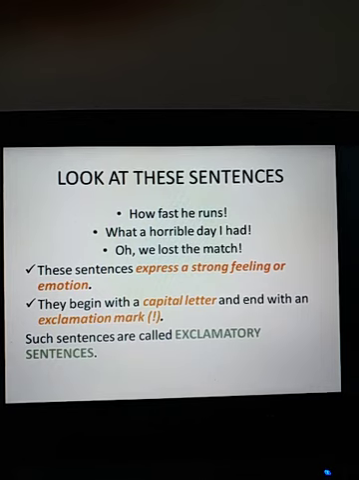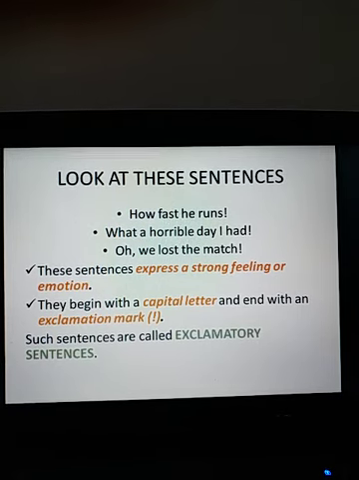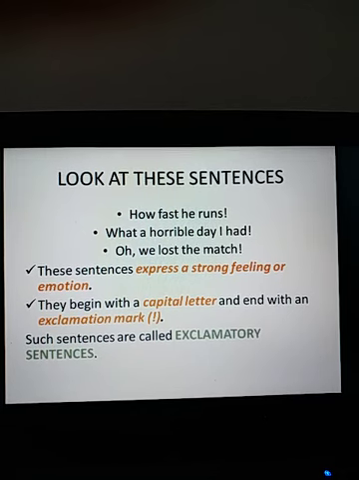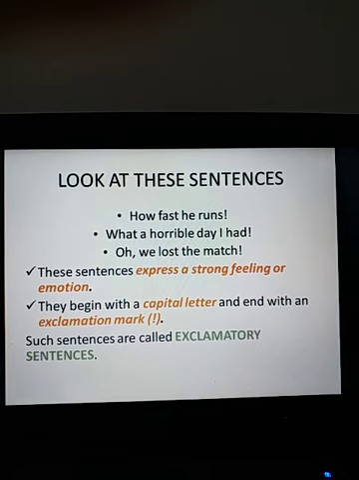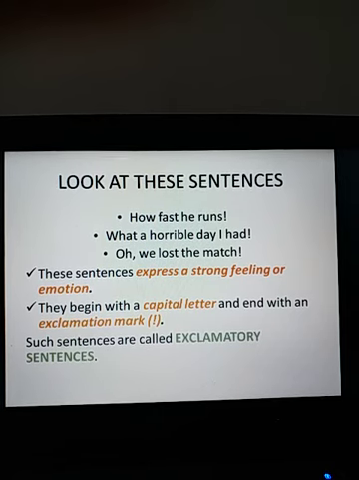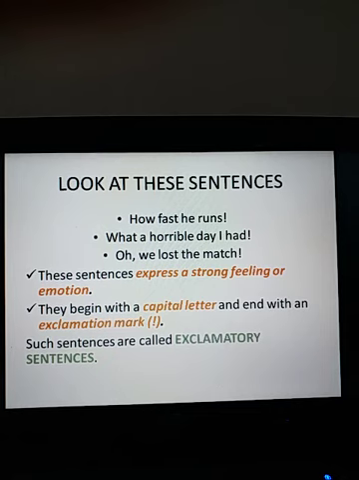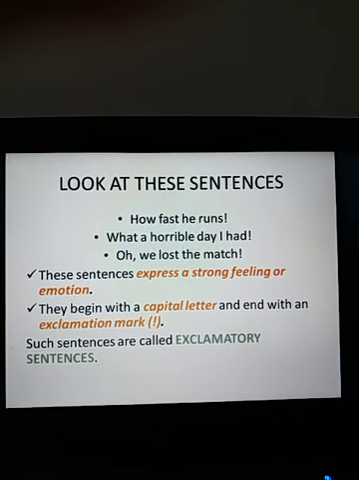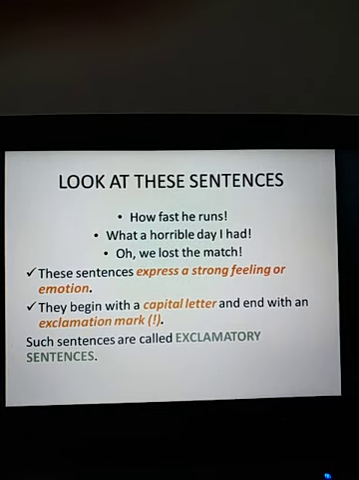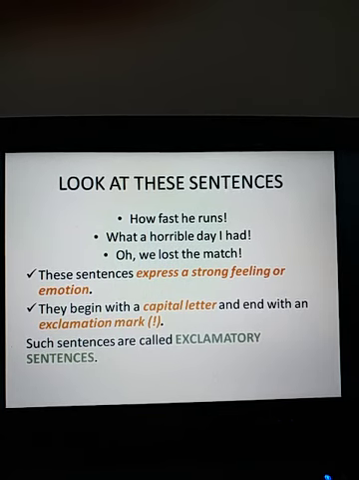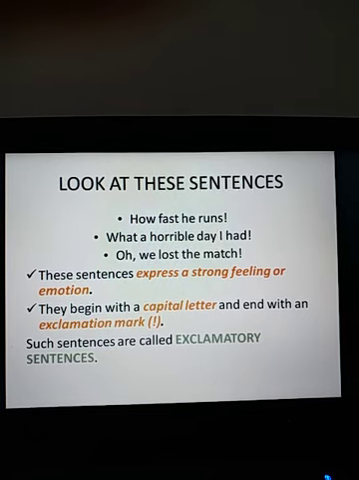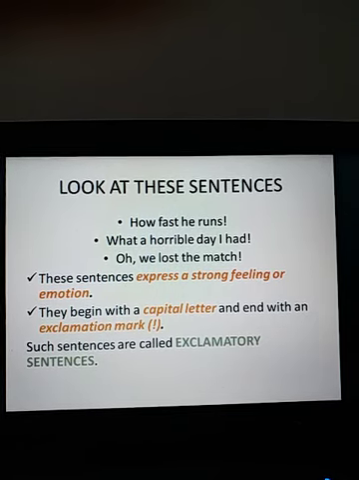Now remember, children, exclamatory sentences are sentences that convey a very strong emotion. That emotion can be one of happiness, joy, dejection, sorrow, fear, horror, anything. Whenever you need to express a very strong feeling, you express it in the form of an exclamatory sentence. And all exclamatory sentences, they end with an exclamation mark.